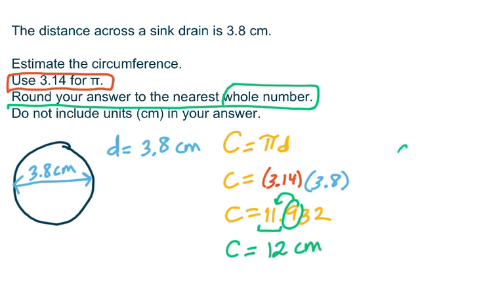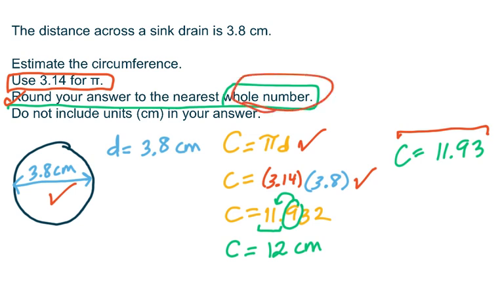Now, if you chose the wrong answer, the circumference equals 11.93, then you did a whole bunch of pieces correctly. You correctly used the diameter, you used the correct formula, you substituted correctly, you knew that you were supposed to round, so that's great. And then I think that's where things went wrong. You actually had even the correct calculation here, but you were supposed to round to the nearest whole number, and it looks like you rounded to the 100th place, which is 2 decimal places.